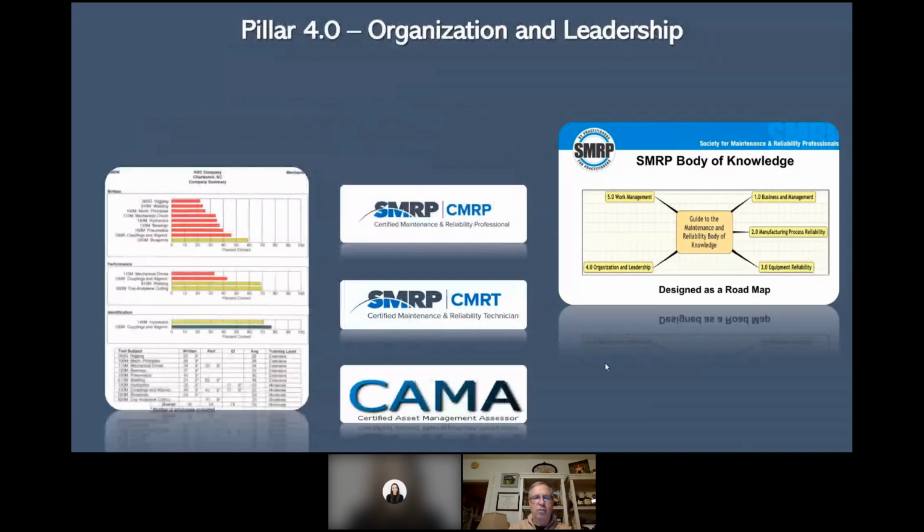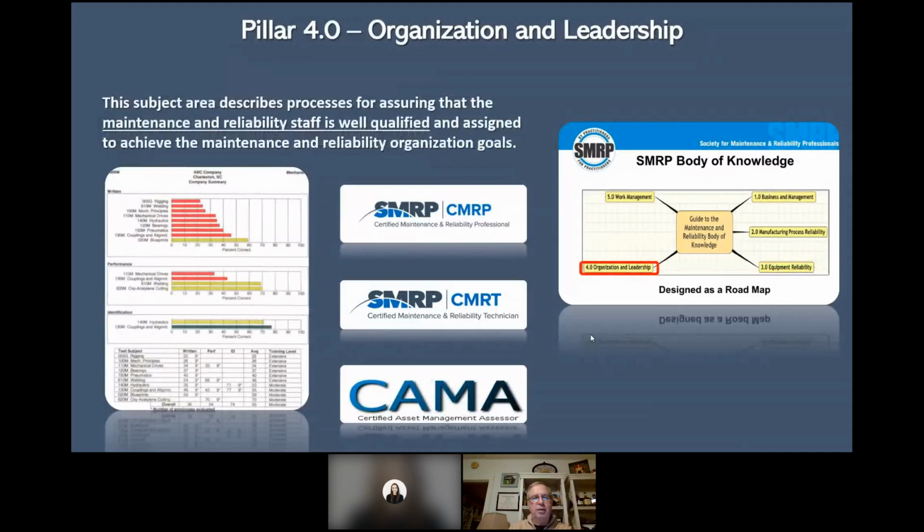Then number 4, organization and leadership. Okay. So this subject describes processes for assuring that the maintenance and reliability staff is well qualified and assigned to achieve the maintenance and reliability goal. That includes skills, which is the CMRT.